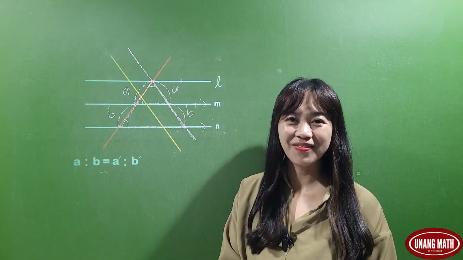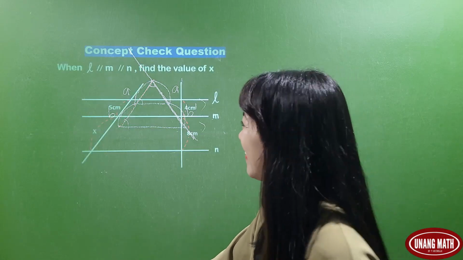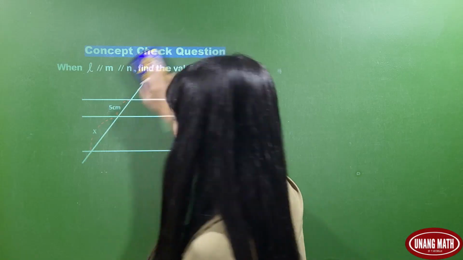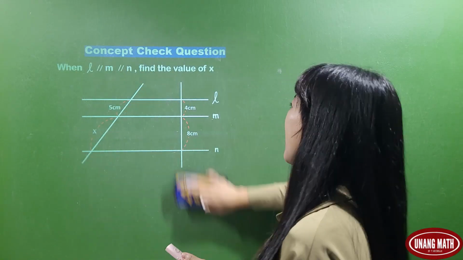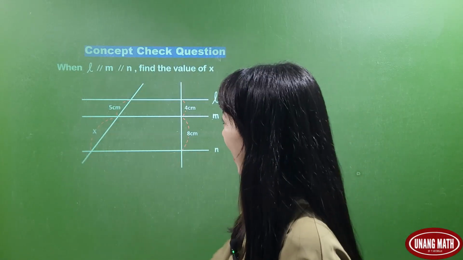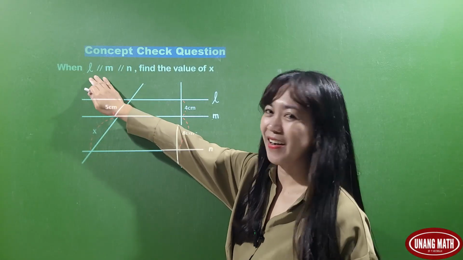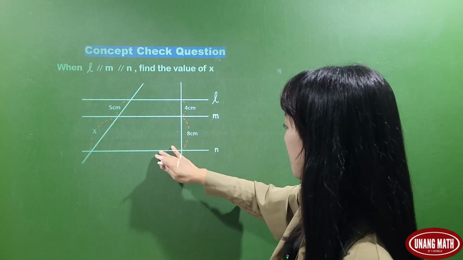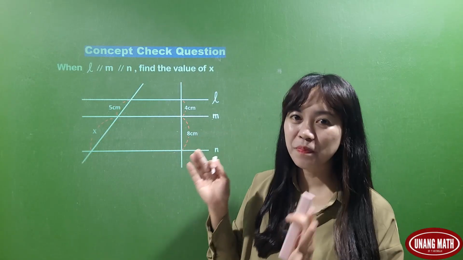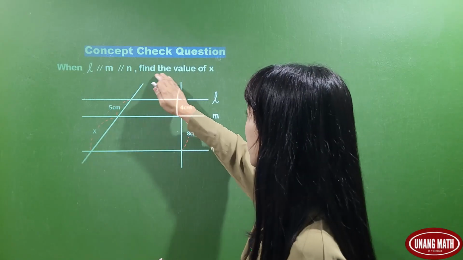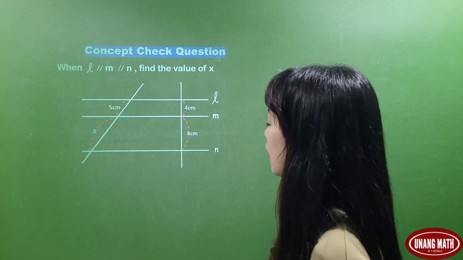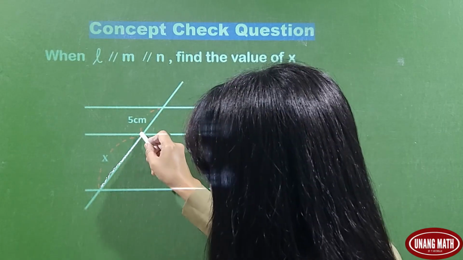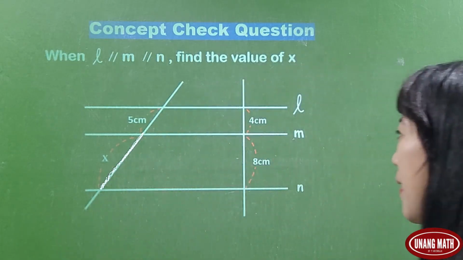Okay, now, let's give an example applying the concepts we just discussed. When line L, M, and N are parallel lines, so we have here line L, line M, and line N. These are parallel lines. We will find the value of X. So where is X? This segment, or the length of this segment.